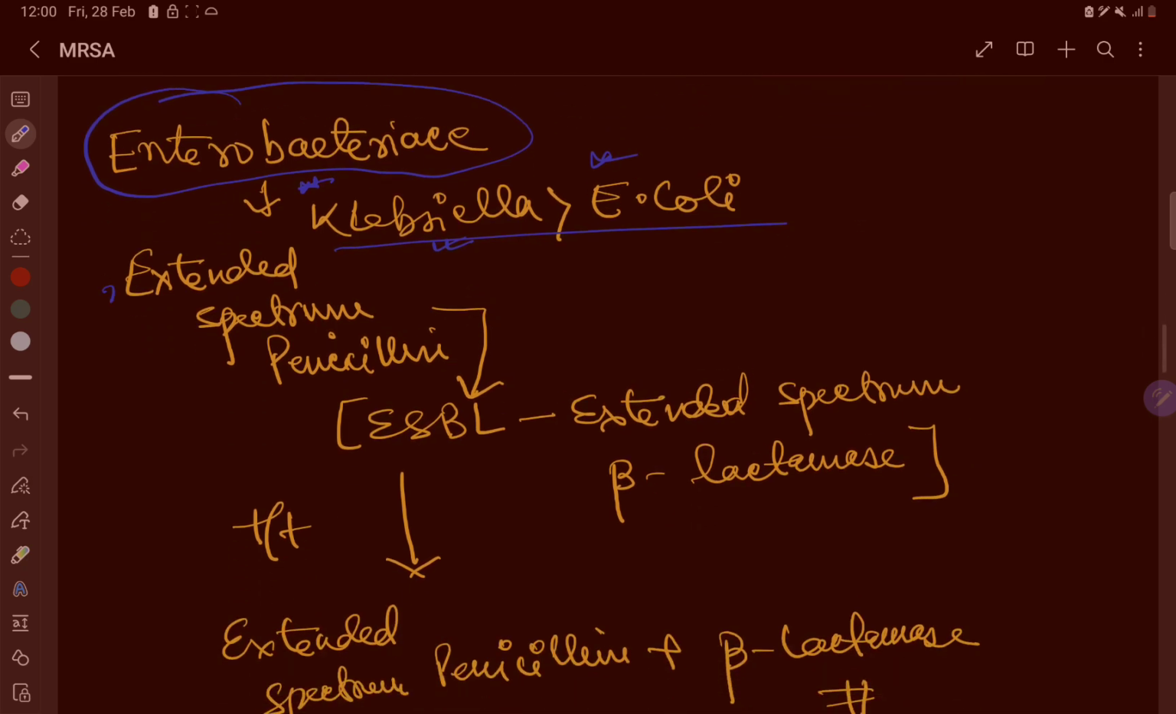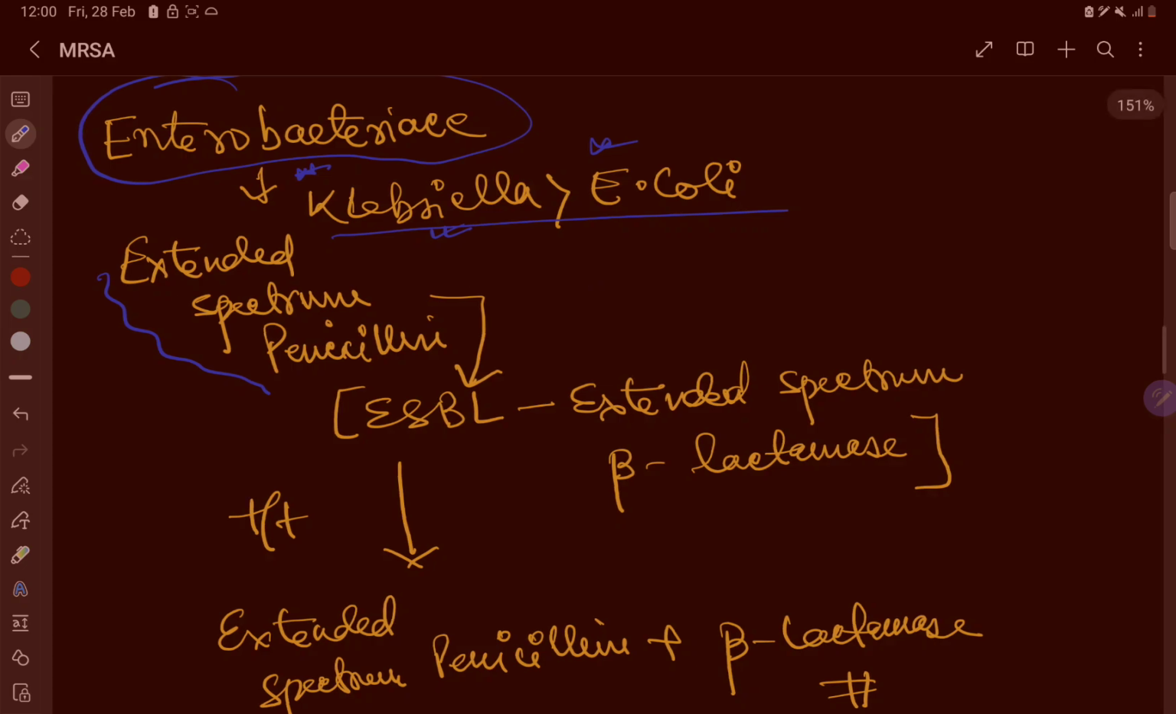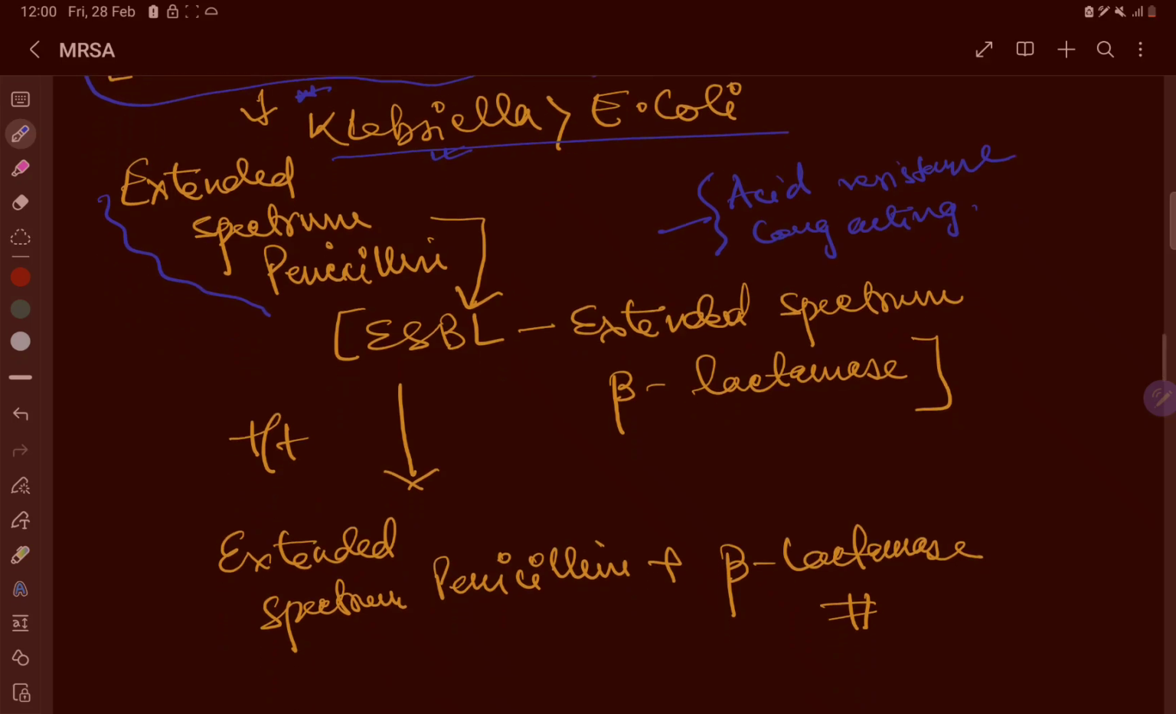Now we give the extended spectrum of penicillins. The extended spectrum penicillins are the modified ones. Okay, like acid resistance, okay, and long acting, the long acting ones which we discussed. Now the acid resistance and the long acting ones are the extended spectrum penicillin. Here even those are also acted upon by extended spectrum beta lactamases. Okay, there are some particular bacteria which have this extended spectrum beta lactamases.